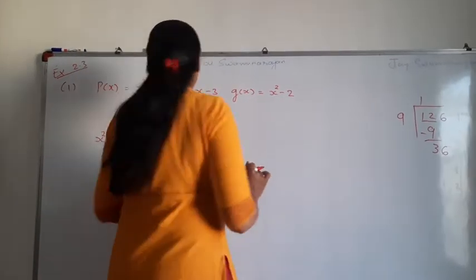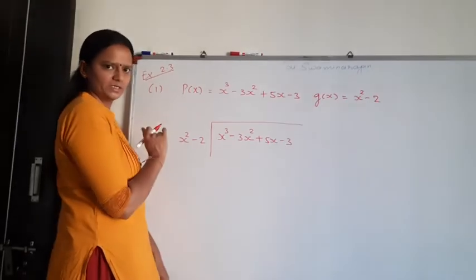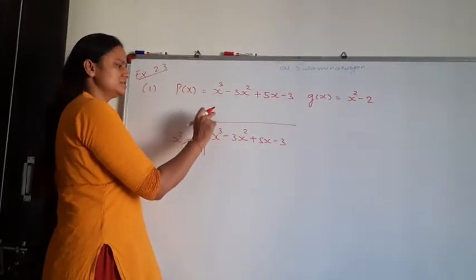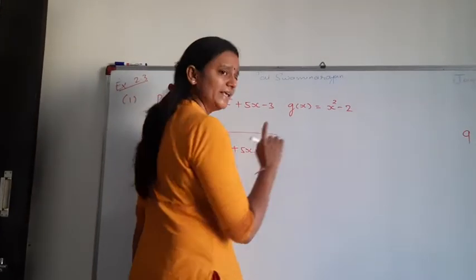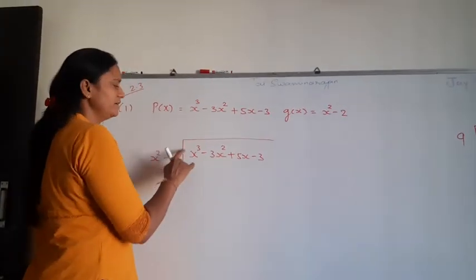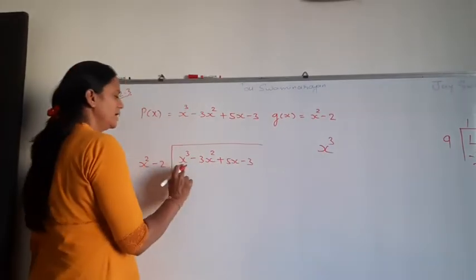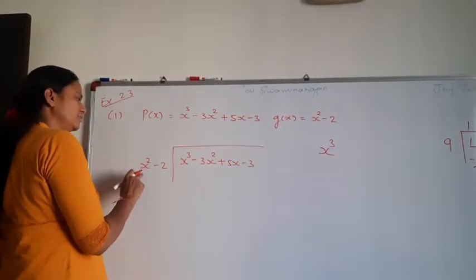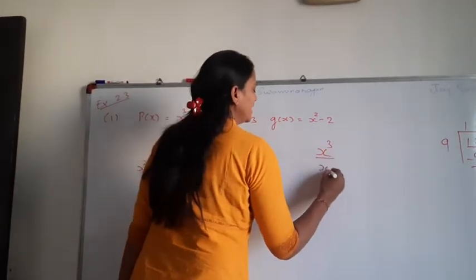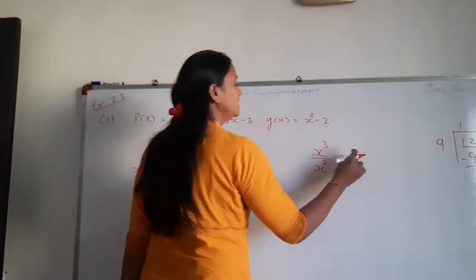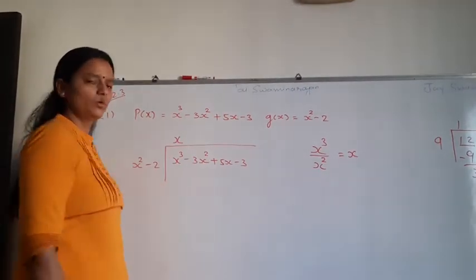Okay. So how do we find the first term of the quotient? To find the first term of the quotient, we divide the highest power term of the dividend, that is x cube, by the highest power term of the divisor, that is x square. So if you divide x cube by x square, you will get x. So this is your first term of the quotient.